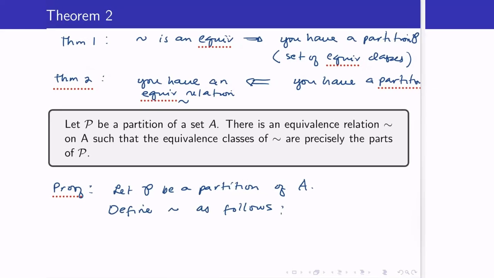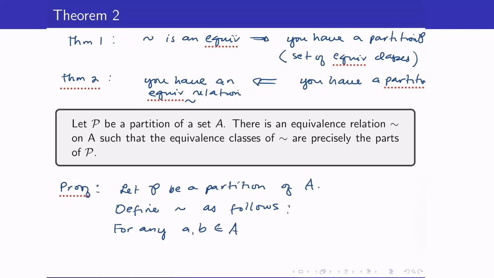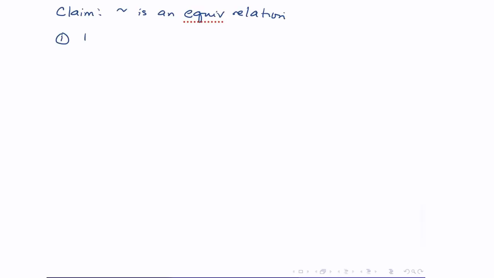So for any a, b in A, remember, this one is a relation on A, so we will relate two arbitrary elements of A. What do you think is the most natural way to define this? We have a will be related to b if and only if a and b belong to the same set in the partition. This is for some x in B. We will now prove that this is really an equivalence relation. So let's first prove reflexivity.